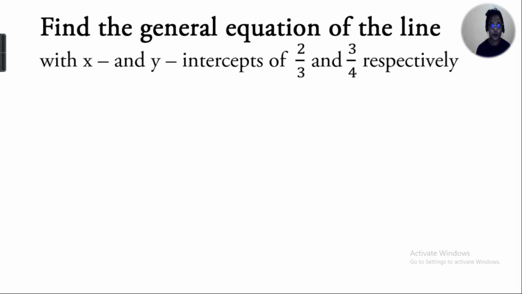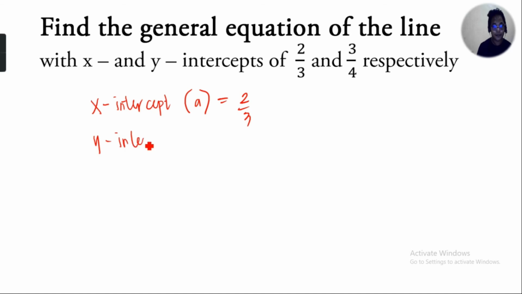Have now our fourth condition. We have the given x and y intercepts, which is equal to 2/3 and 3/4 respectively. If we have x and y intercepts, we will use the values which are given. Let's have x intercepts as our a, which is equal to 2/3, and the y intercept b is equal to 3/4.